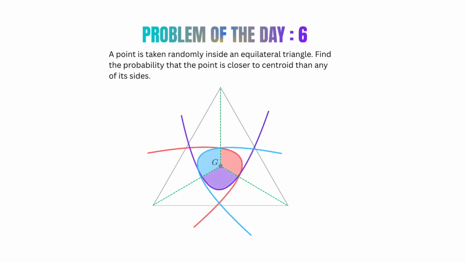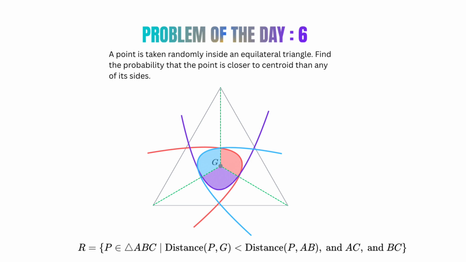What do you see? A beautifully bounded region formed by the intersection of three parabolic arcs. This is the magical space where a point is closer to the centroid than to any of the sides. And that is the exact region we're interested in. So now the question becomes, what's the probability that a point chosen randomly inside the triangle falls within this elegant zone? Stay with us as we reveal the answer, and yes, it's a simple, surprising fraction.